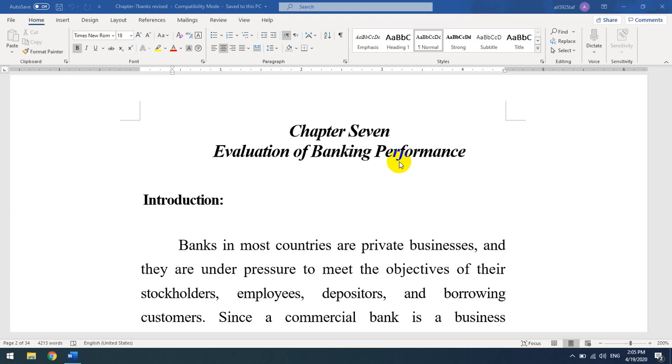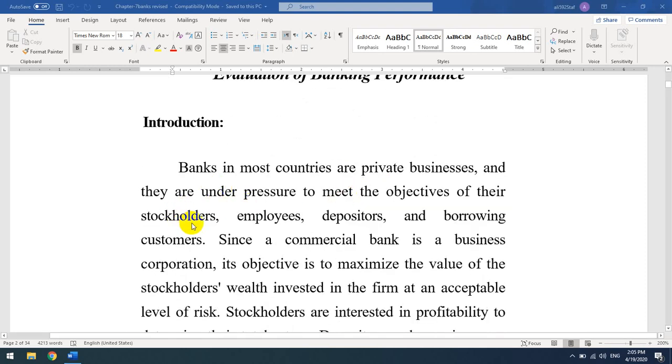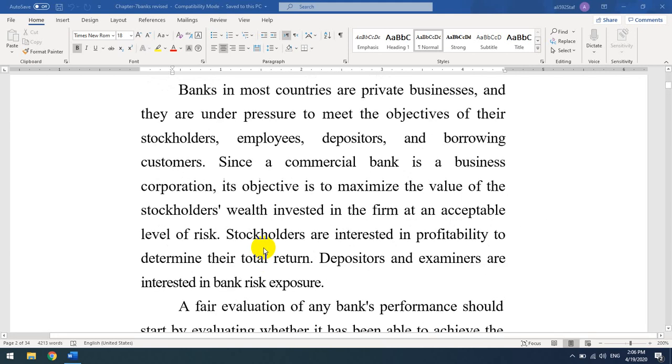Banks in most countries are private businesses, and they are under pressure to meet the objectives of their stockholders, employees, depositors, and borrowing customers. Each group of the stakeholders of the commercial bank has its objectives. These objectives could be summarized in two groups.